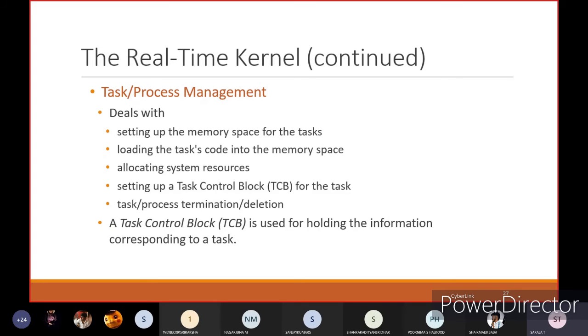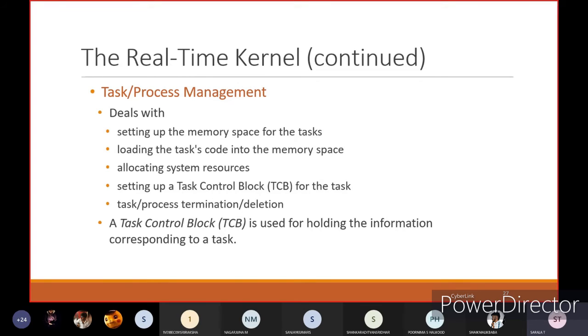You have to load that task or process into the memory space. Allocating the system resources: the resources needed to execute the task also have to be allocated. And setting up the task control block: the task control block will be generated, and in it you will have which task has to be executed, how much time it will take to execute, what resources are needed, and whether they are available or not. All those things we can see in the task control block.